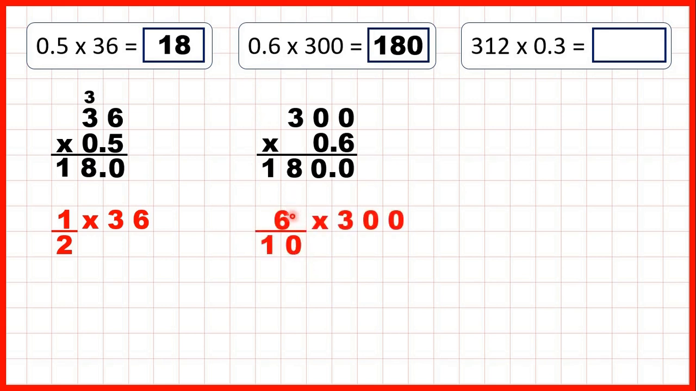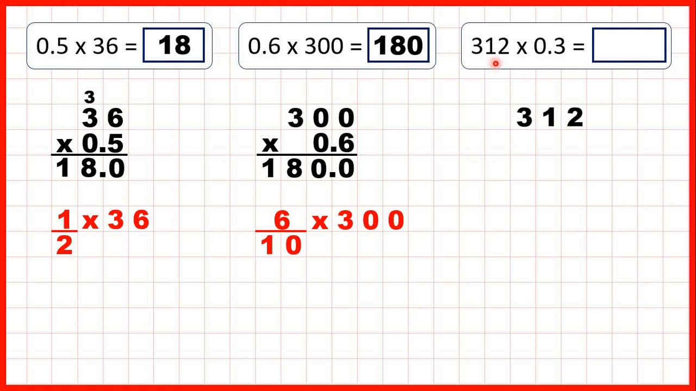We could have simplified that to 3/5 as well, and we would still have got the same answer. But if we use 6 tenths, we can see that 300 divided by 10 is 30, and then 30 times 6 is 180, so that's our answer. Or we could multiply the numerator first. 300 times 6 is 1,800, and then 1,800 divided by 10 gets us 180.